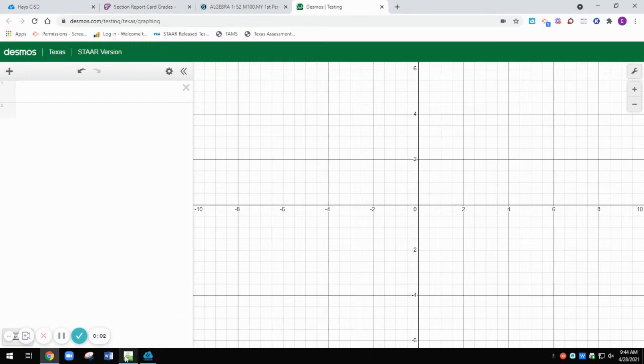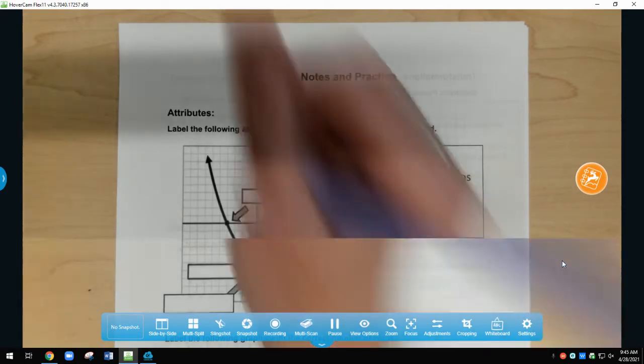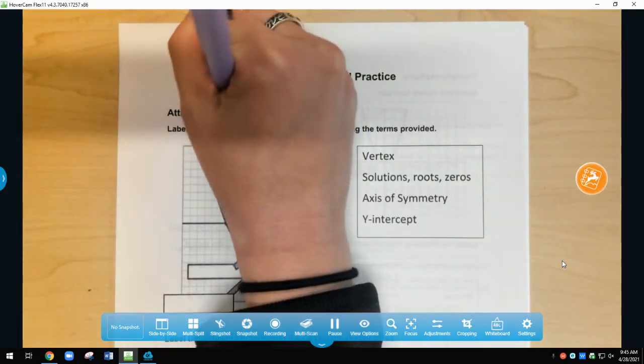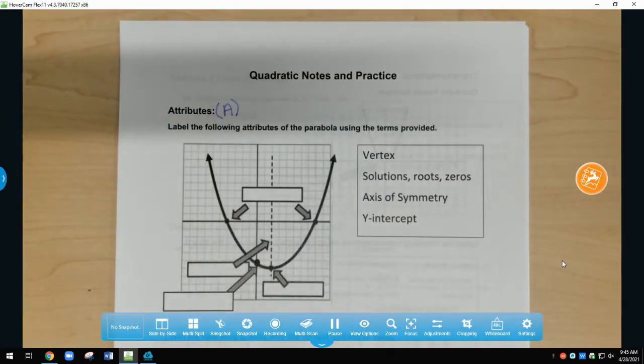All right, guys, today is the first day of STAAR prep, and we are going to start with quadratics. It's something y'all were decent at, and it's something that's pretty recent, so that's why we chose to start with this one. Okay, so let's first review some of the attributes. I'm going to put an A by here because then we're going to go through some of the practice questions and label if it's an attribute question.